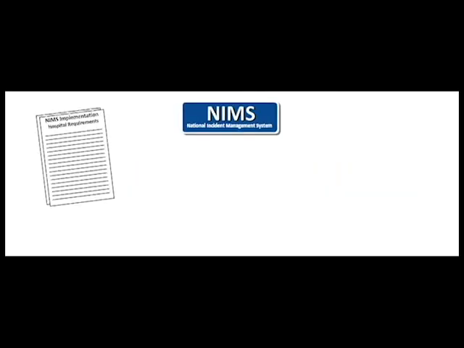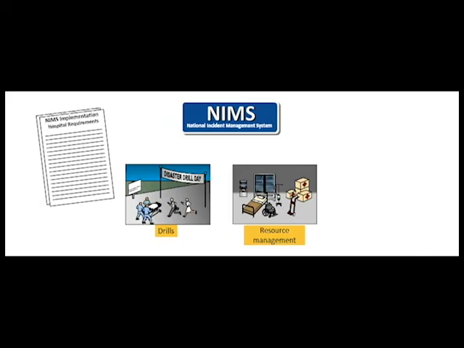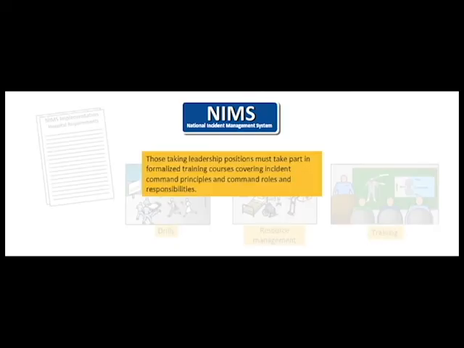For hospitals to be in compliance with NIMS, there are several hospital-specific elements that must be met. These elements are a series of steps that must address a variety of expectations, including preparedness activities, resource management, communications and information management, supporting technologies, and training and exercises. Persons expected to assume leadership roles must receive formalized training intended to teach fundamental incident command principles and specific information about command roles and responsibilities.